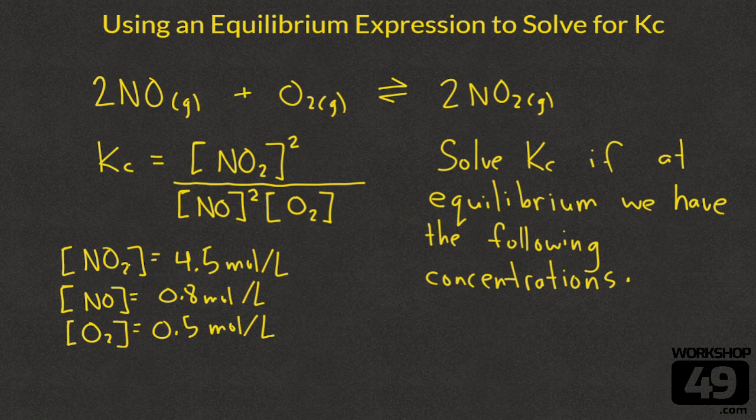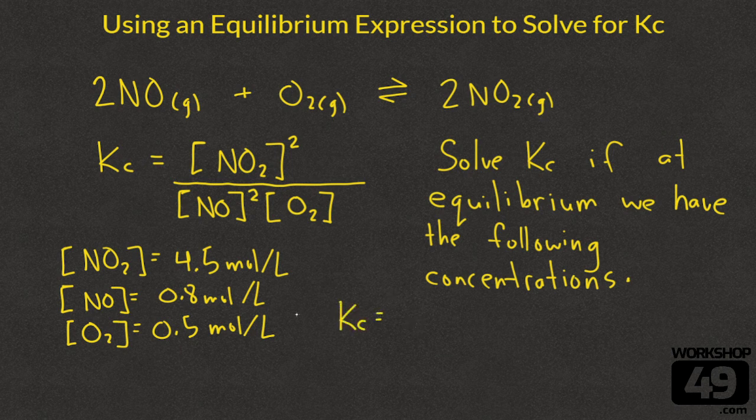Now, if you were paying attention last time, you should be able to see that this reaction looks like it's moved farther to the right. Look at this. We have more NO2, 4.5 moles per liter, than our reactants, which are 0.8 and 0.5. And we learned last time that if the Kc value is above 1, it means it's going to shift further to the right. So if we do this correctly, we should be expecting a Kc value above 1. Let's go ahead and see what we get.